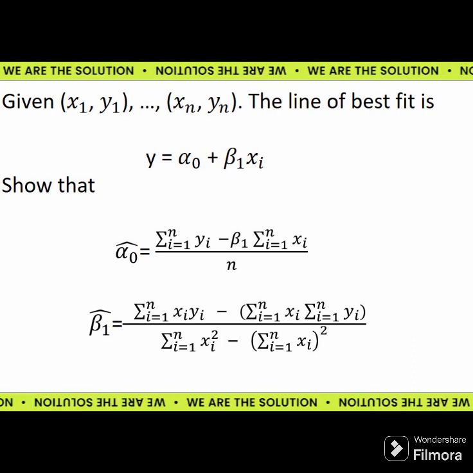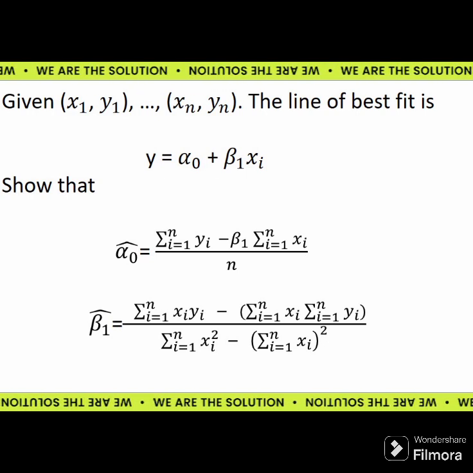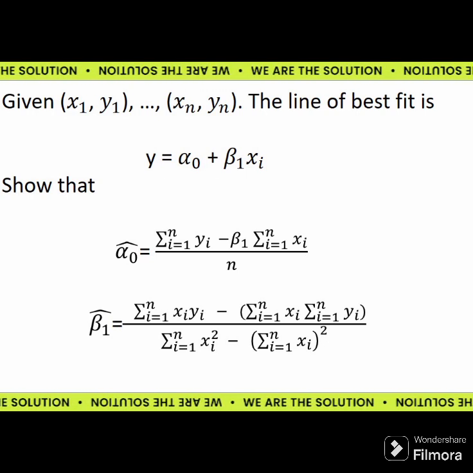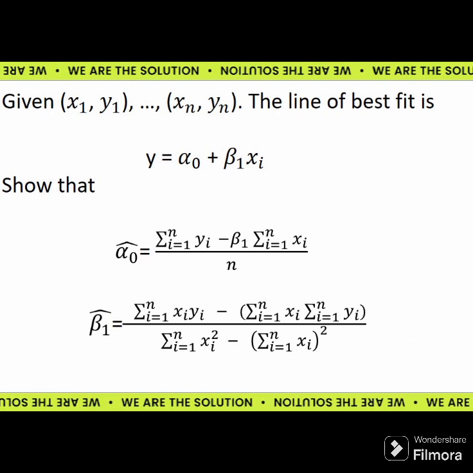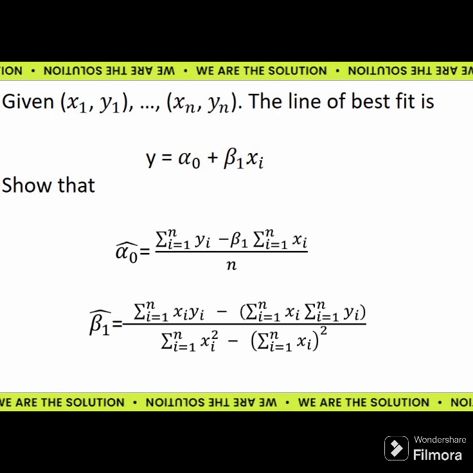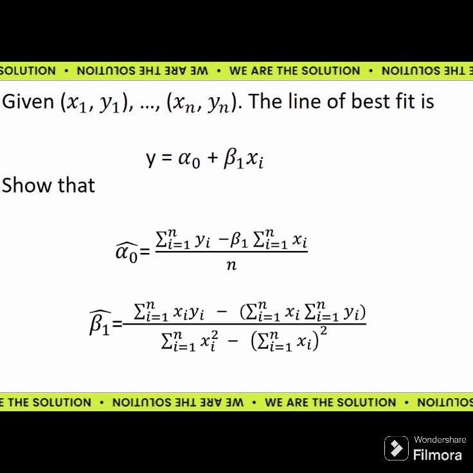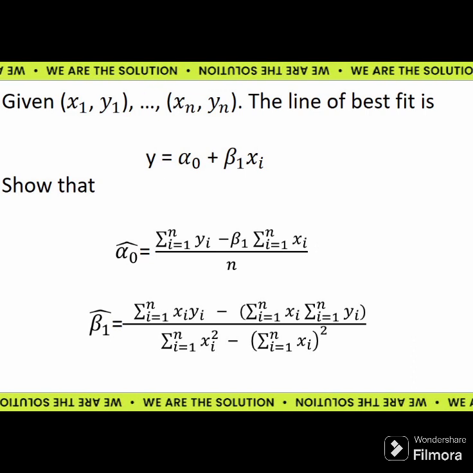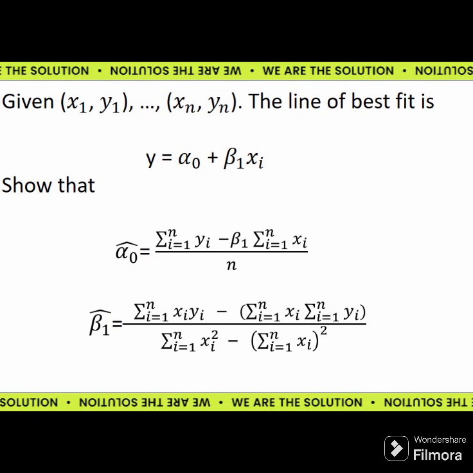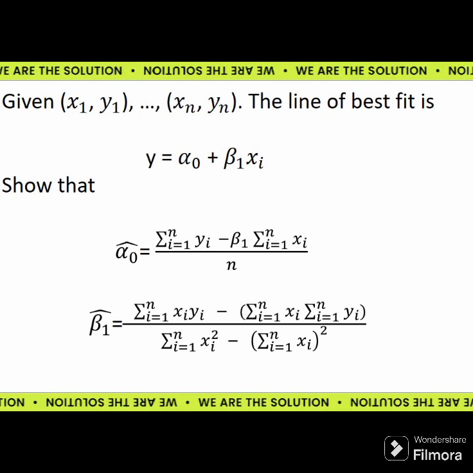The question can come in this form, that is, given (x1, y1), ..., (xn, yn). The line of best fit is y equal to alpha naught plus beta 1 x subscript i.